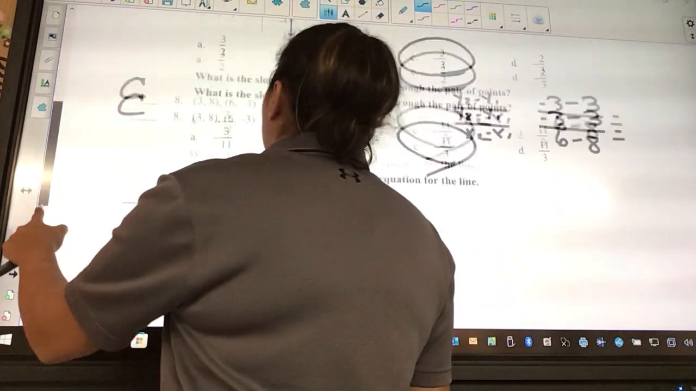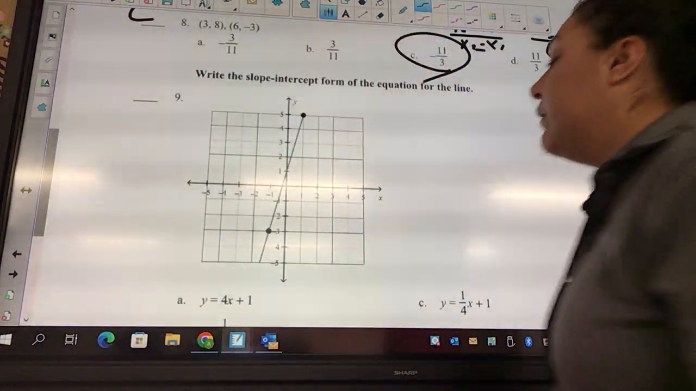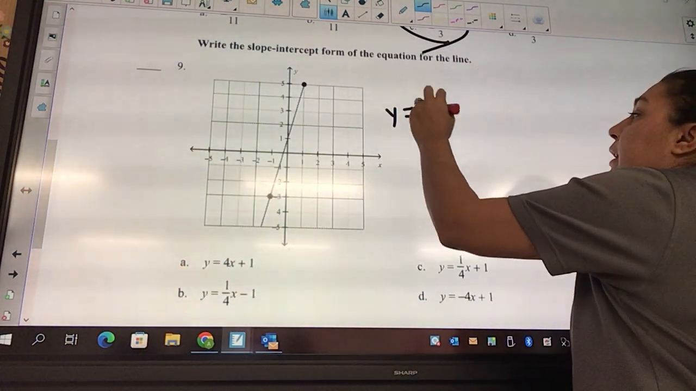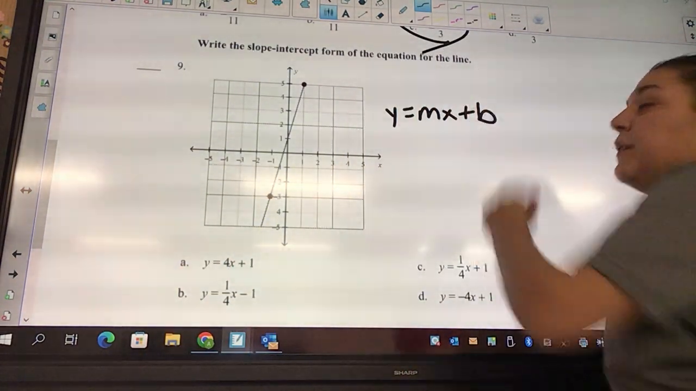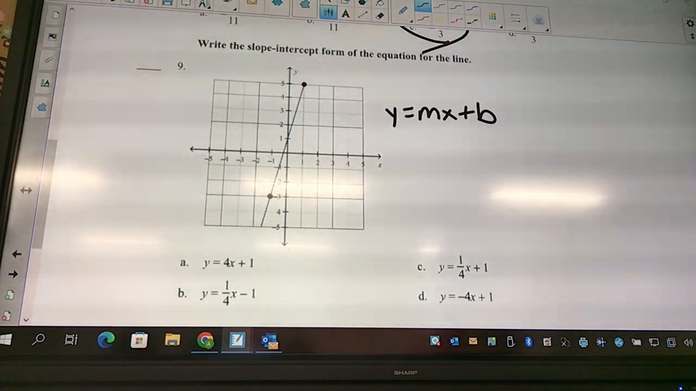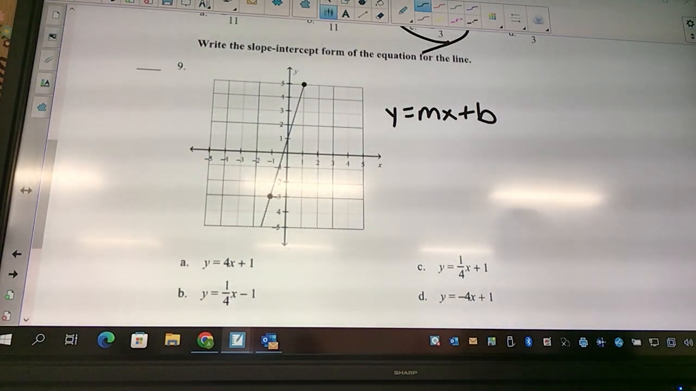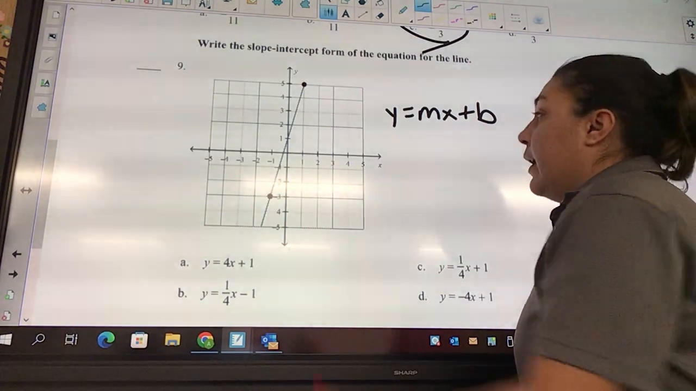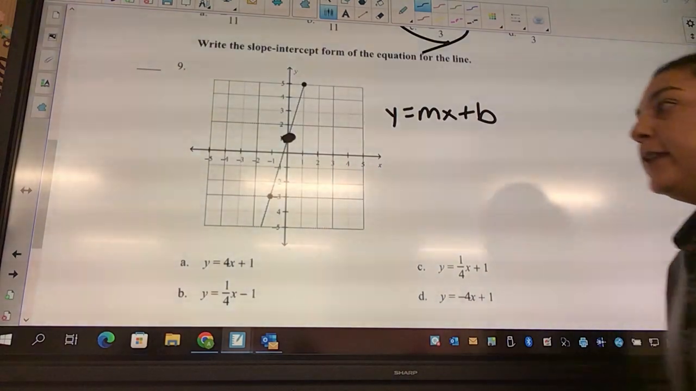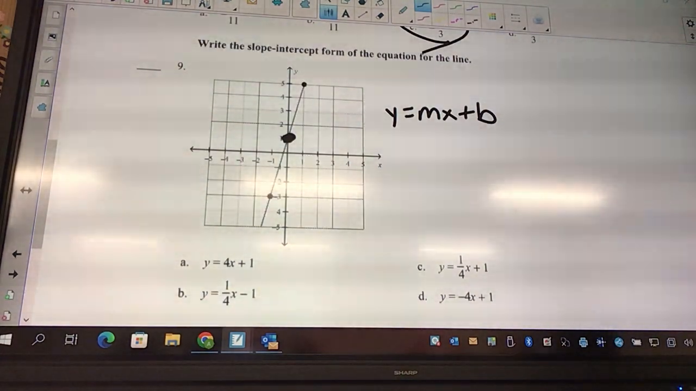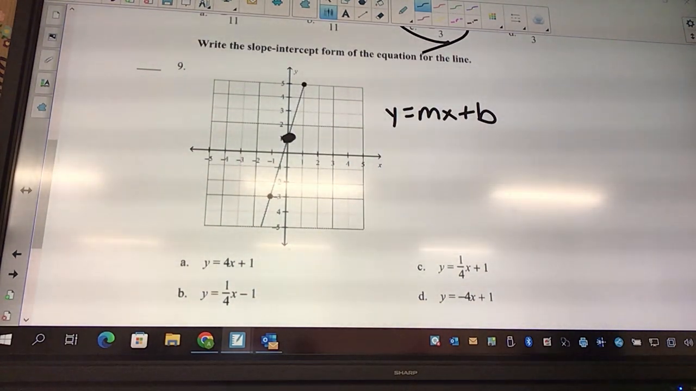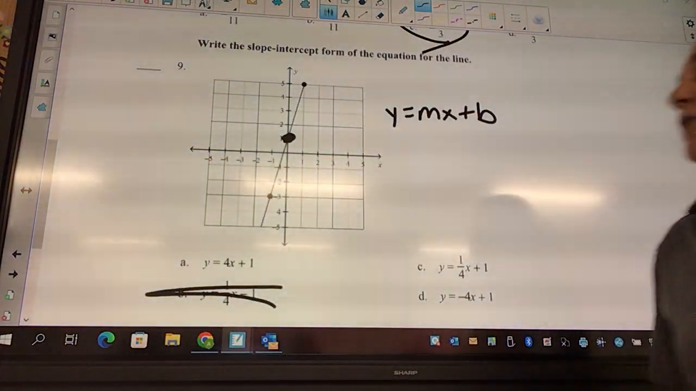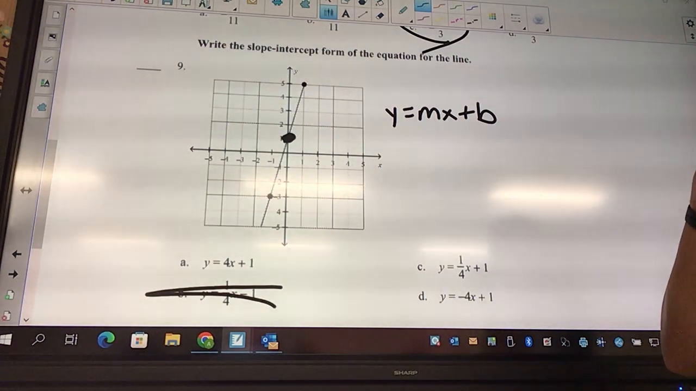Okay, number 9, it wants you to write the slope-intercept form of the equation of the line. Okay, so we got y equals mx plus b. What do we find first? The y-intercept, which is the b. Where is that at? At positive 1. Is there anything you can eliminate? Look at your answer choices. B, okay, because that says negative 1. Okay, so go through and cross off stuff that you can. Now, find your slope. What is the slope?